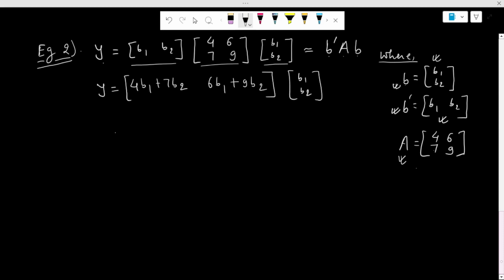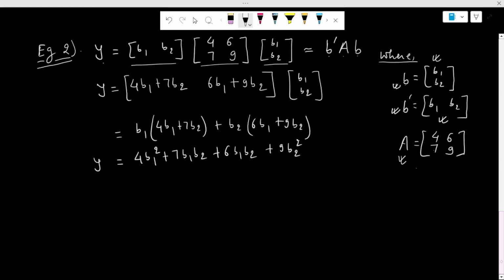Now let us again multiply it. So this is equal to beta 1 and then plus beta 2. We are assuming that we know the matrix multiplication. Now let us again multiply it, and this further is equal to beta transpose A beta. This is our matrix notation. Now let us take the derivative with respect to beta.